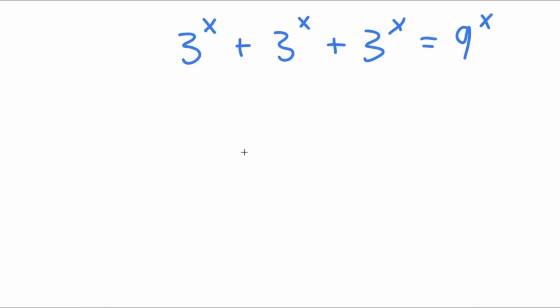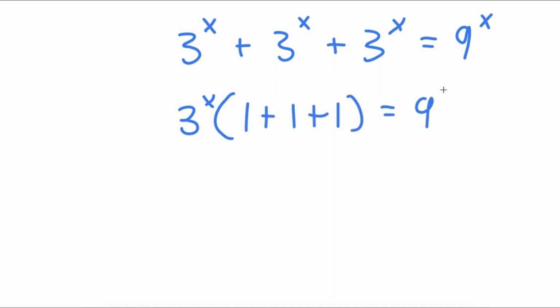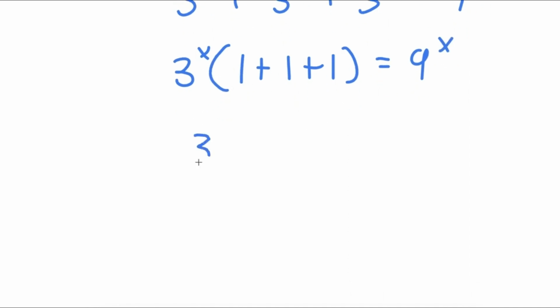Alright, so in this problem, I have 3 to the power of x plus 3 to the power of x plus 3 to the power of x is equal to 9 to the power of x. So I'm going to first start by factoring out 3 to the power of x. So I have 3 to the power of x times (1 + 1 + 1) is equal to 9 to the power of x. Now, if I simplify the parentheses, I get 3 to the power of x times 3 is equal to 9 to the power of x.